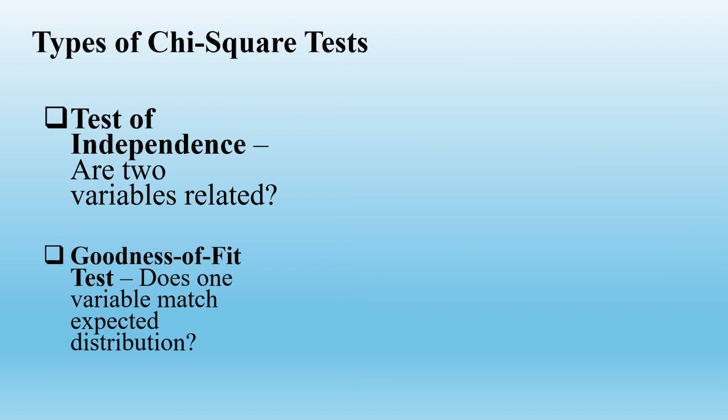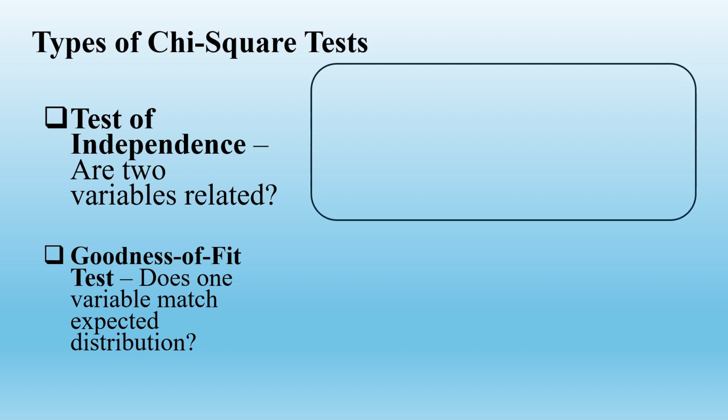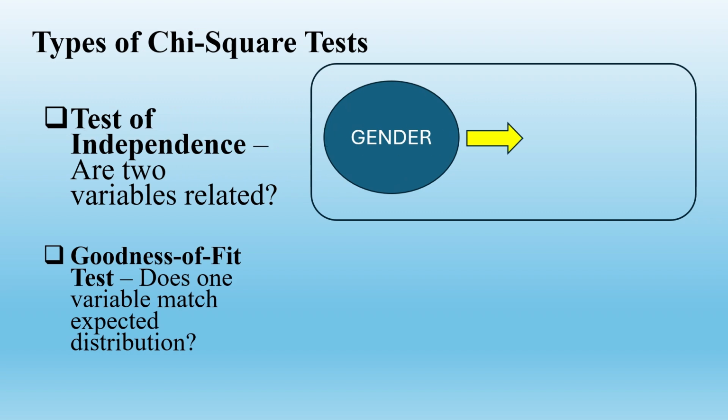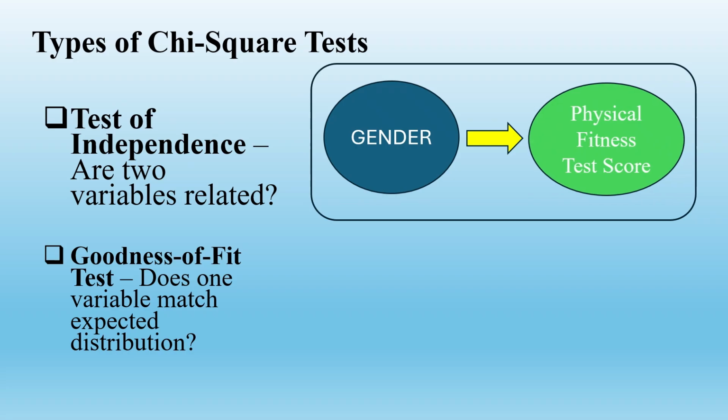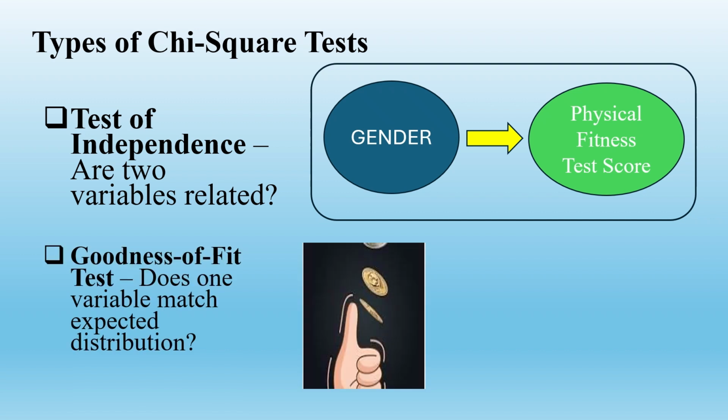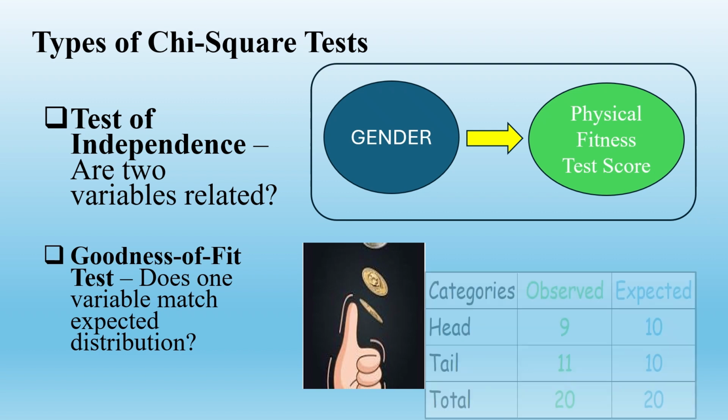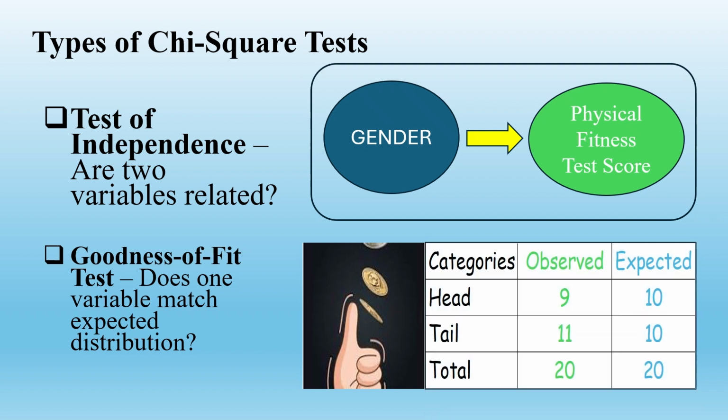There are two main types of chi-square test. The first is the test of independence, which asks, are two variables related? For example, is gender related to physical fitness test scores? The second is the goodness of fit test, which asks, does one variable match the expected distribution? For instance, if we flip a coin 20 times, do we get heads and tails in about equal numbers? So, one test checks relationships between variables, while the other checks if one variable follows what we expect.